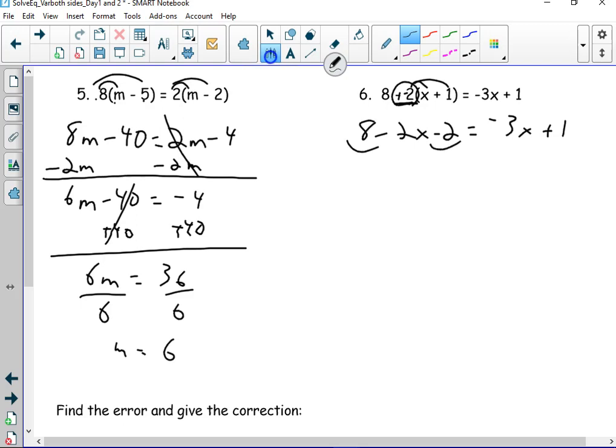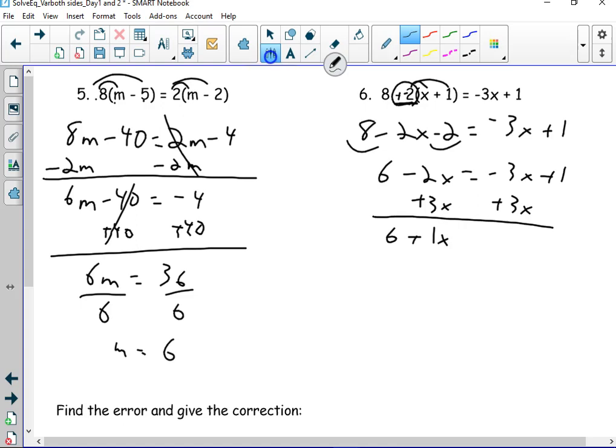Now I'm going to join my like terms. So 8 minus 2 is 6, minus 2x equals negative 3x plus 1. Now this is one of those circumstances where I'm going to get a negative or a positive 1. So I'm going to try to keep it positive. So I'm going to move my 3x's over here to end up with 1x, or just x, remember. Over here they cancel, give me 1. Now I move the 6 over, and I get my answer of x equals negative 5.